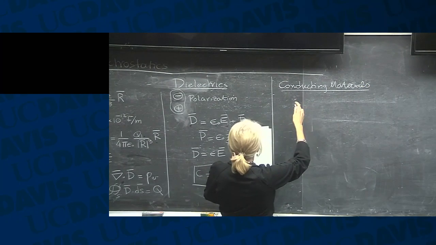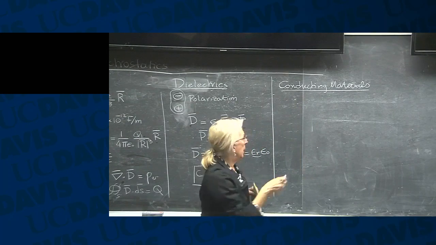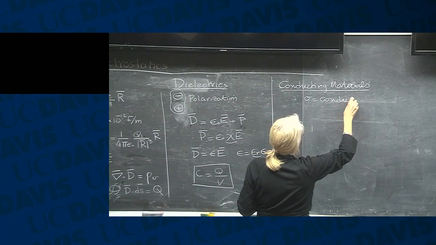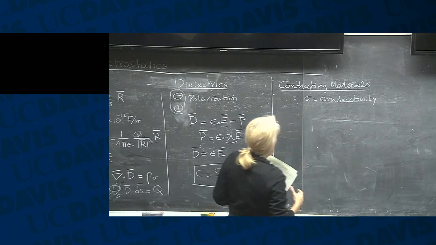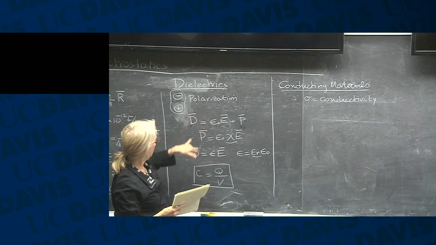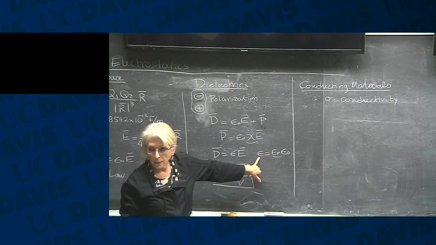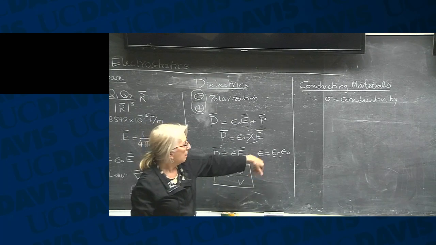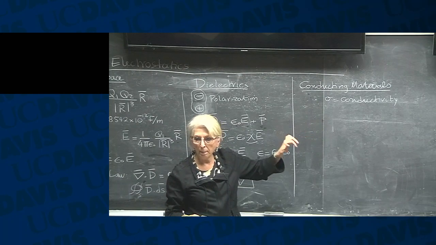And there we introduced a new parameter for the material, which is called conductivity. And that tells us the following. It tells us that there are materials which not only have an epsilon, which means they have these bound electrons, so they create polarization dipoles, but they also have free electrons. It's a combination of free and bound.